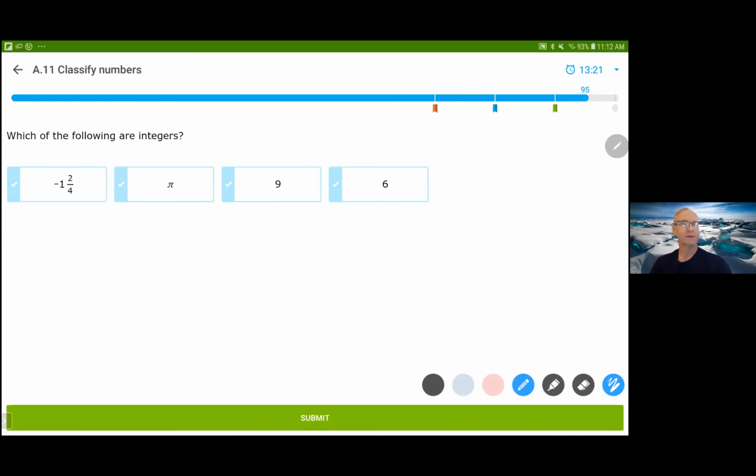Which of the following are integers? 9 and 6 are both integers. Be careful. Every once in a while, they'll write some kind of weird one that can be reduced. This can be reduced to negative 1.5 or negative 3/2, but that only makes it a rational number, not an integer.